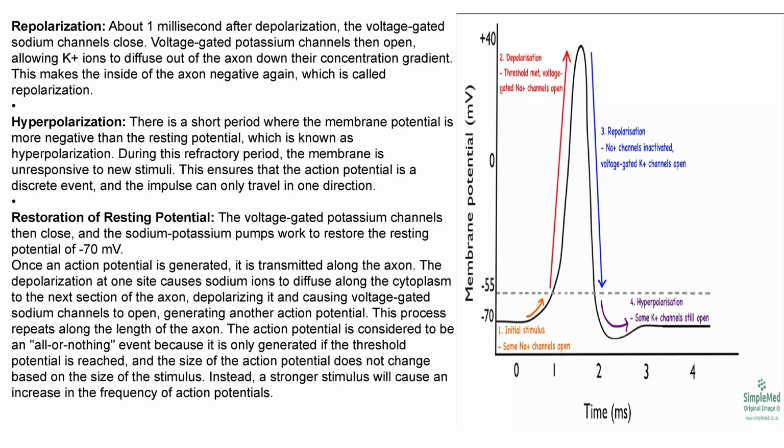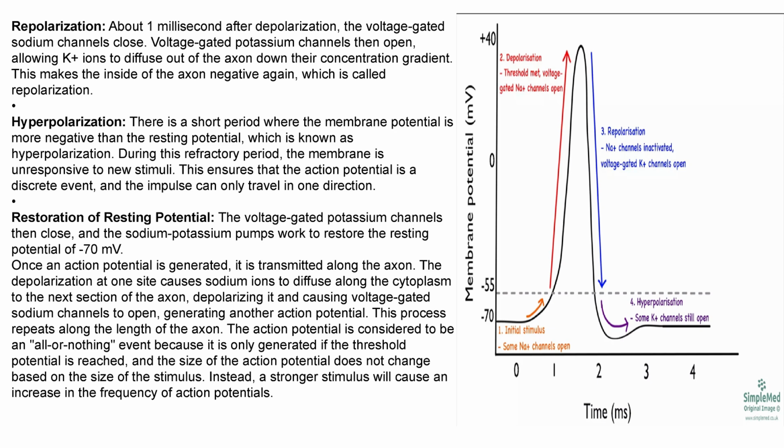So please understand this line very importantly: an action potential is considered to be an all or nothing event because it is only generated if the threshold limit is reached, and the size of the action potential does not change based on the size of the stimulus. Instead, a stronger stimulus will cause an increase in the frequency of action potential.